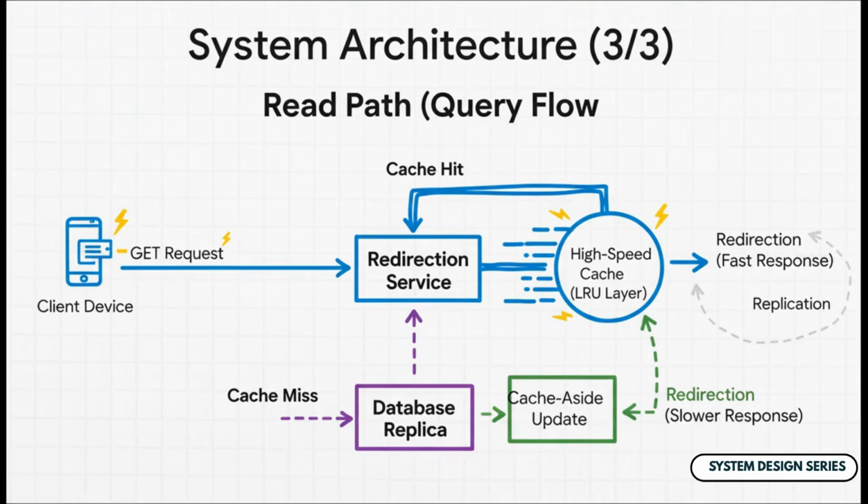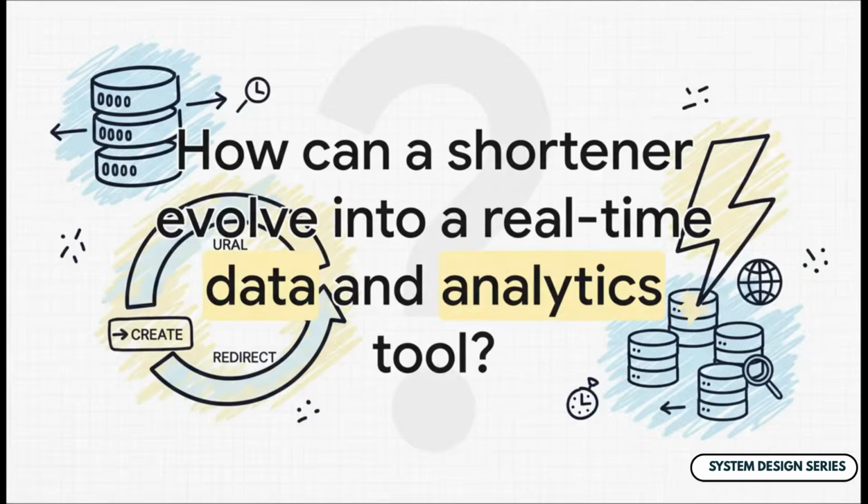But what about all those thousands of clicks for those read requests? Traffic goes down our other, completely separate, super optimized path. It hits a redirection service. And what's the first thing it does? You guessed it, it checks that lightning-fast cache. And if, and only if, it's a miss, it'll go to the database. But it doesn't even bother the main database. It reads from a copy, a replica, just to make absolutely sure it never ever slows down the process of creating new links. And there you have it.